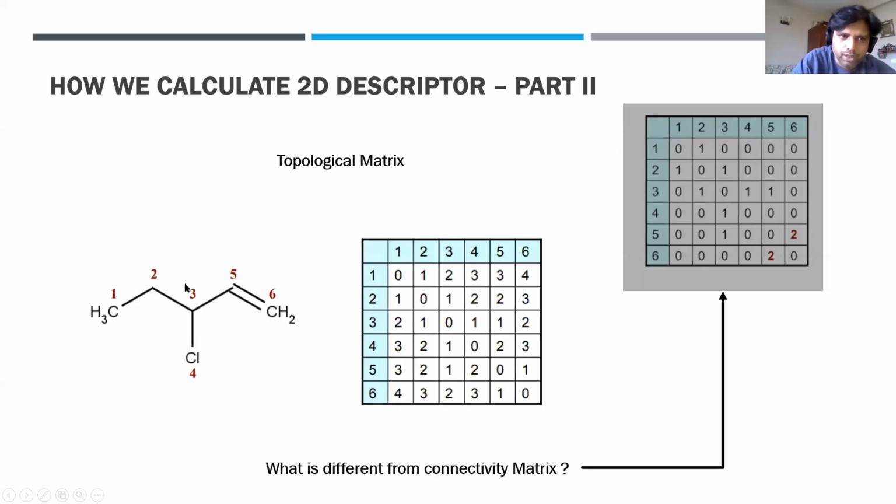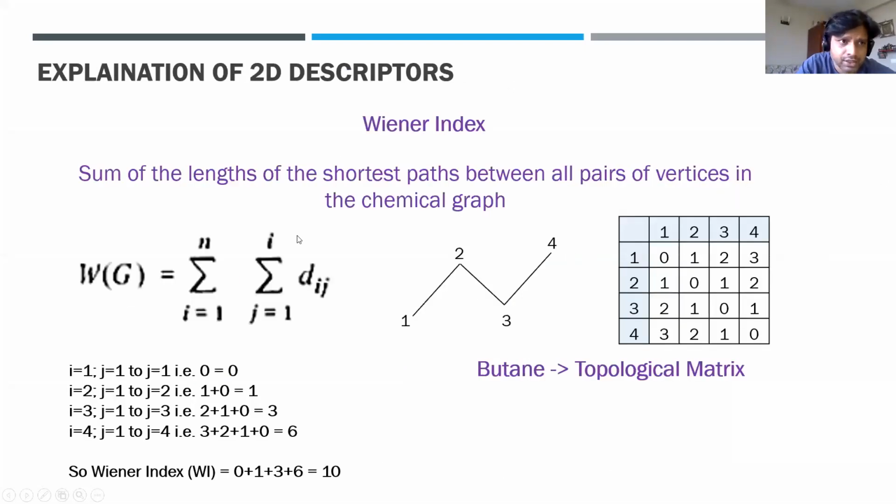Now, if I want to go from 1 to 6, how many bonds are we covering? And in this, even a double bond is considered as 1, and a triple bond also as 1. It is just saying the path. It's not counting the number of bonds like the connectivity matrix. So from 1 to 6: 1, 2, 3, 4. We have 4 edges. In mathematics, we say edges. So for 1 to 6, the value is 4. So this is called the topological matrix, and this is called the connectivity matrix. Why did we calculate it? For calculating one of the 2D descriptors, which is called the Wiener index.